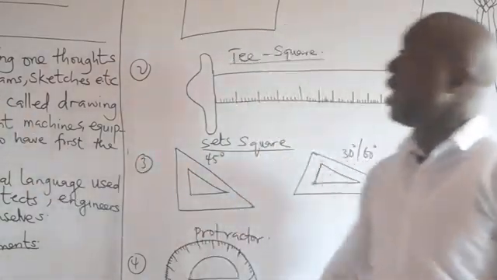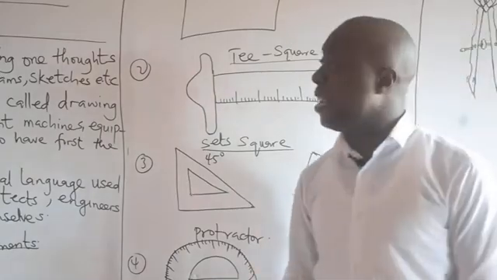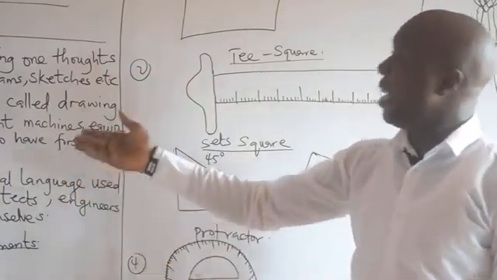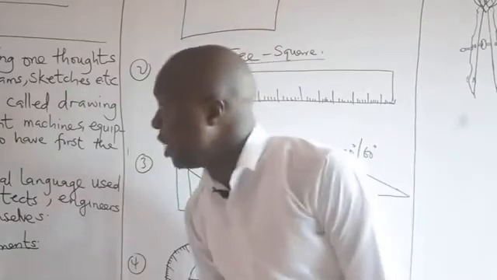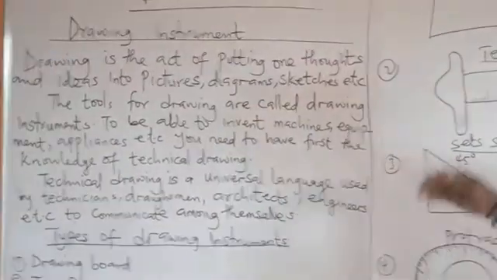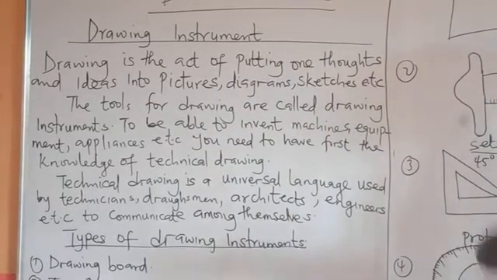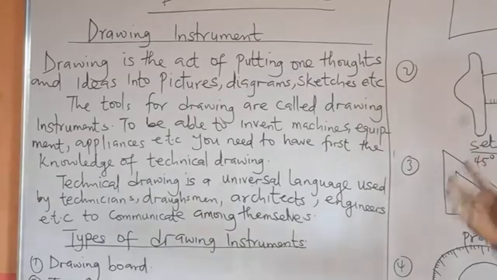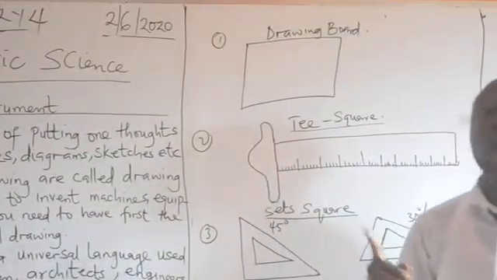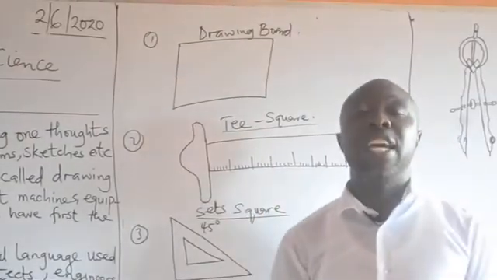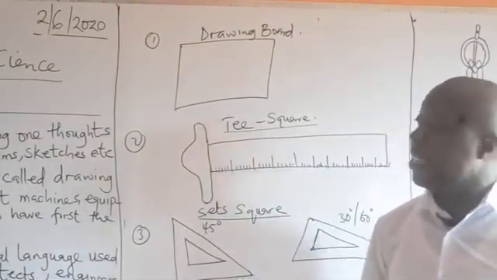The tools for drawing are called drawing instruments. To be able to invent machines, equipment, appliances, etc., you need to have first the knowledge of technical drawing. You must have that idea of a technical drawing. Remember, technical drawing becomes more technical when we use different drawing instruments and different pencils.